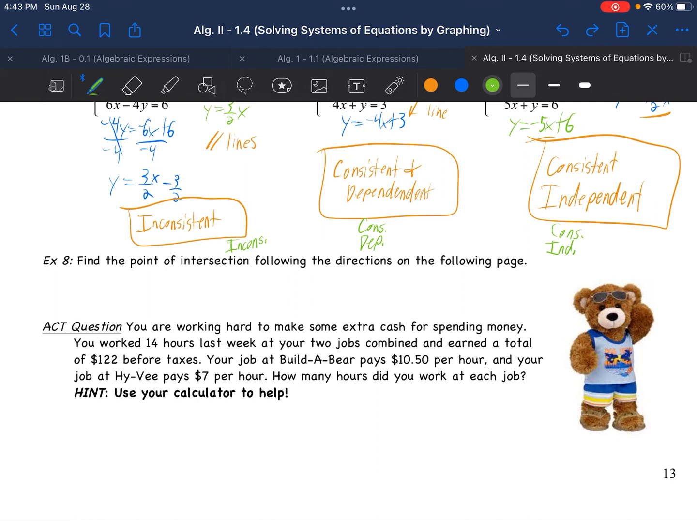So you're working hard to make some extra cash for spending money. Let's say last week you worked 14 hours at your 2 jobs combined, and you earned a total of $122 before taxes. You have one job at Build-A-Bear that pays $10.50 an hour, and a job at Hy-Vee that pays $7 per hour. We want to know, how many hours did you work at each job to make $122 before taxes? Hint, use your calculator to help, because like I said, this one is a bear, no pun intended.